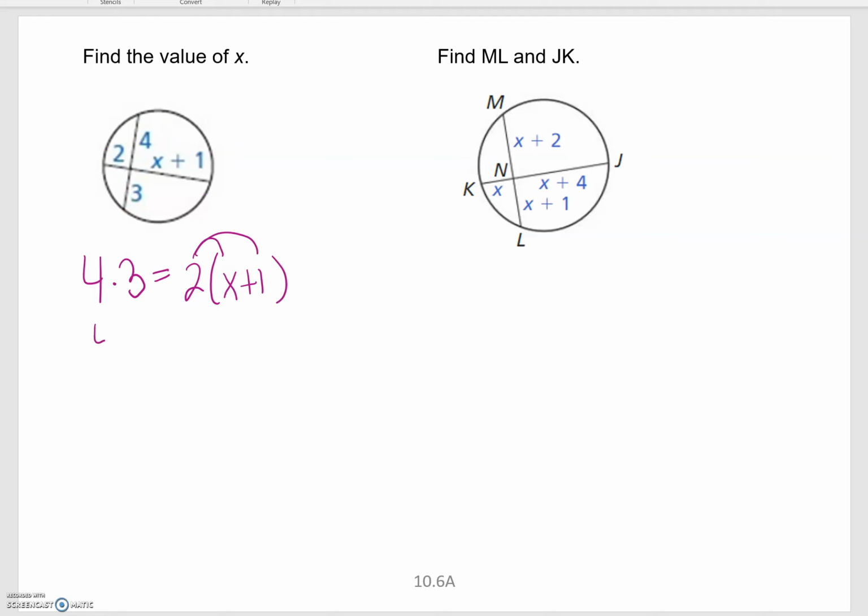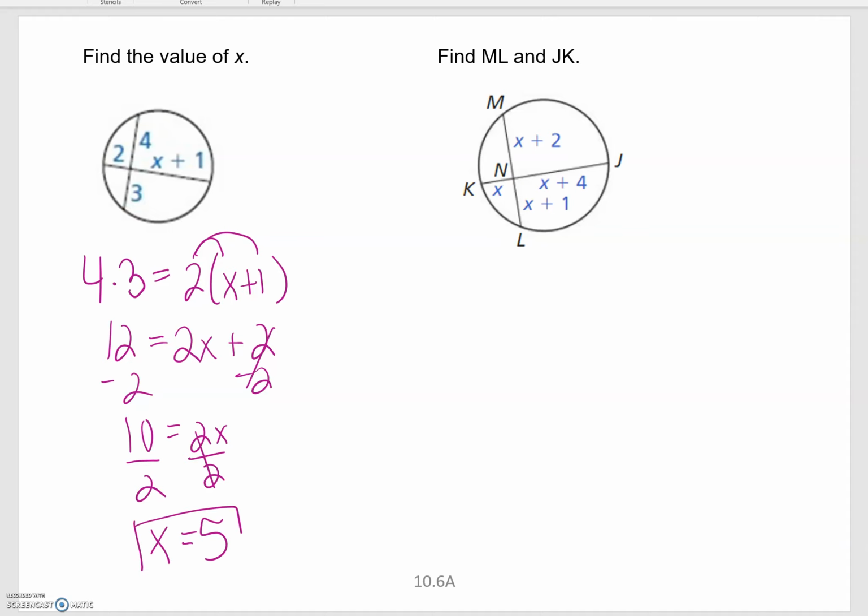I'm going to go ahead and distribute and simplify. So I have 12 equals 2x + 2. I'm going to subtract my 2 from each side, so 10 equals 2x, and divide by 2. So in this one, when I find the value of x, I get 5.